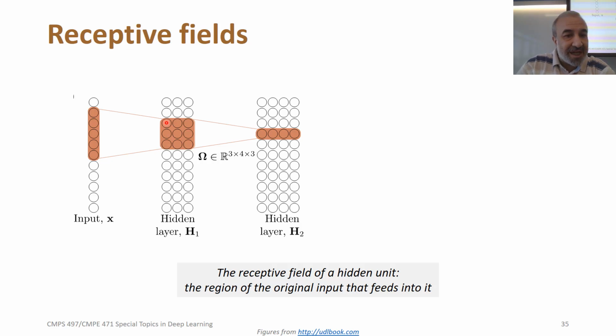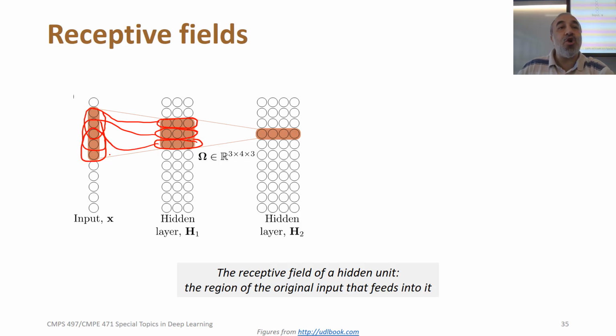Now I think it's better to use the pen. These three are affected by these. These 3 are computed over these. So this one is computed over all of these 5. Okay, so the receptive field of this one is all of these 5.